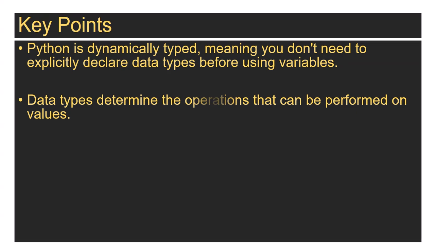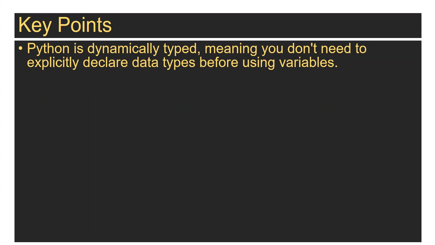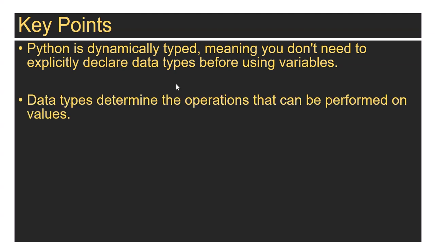What are the key points now? What are the takeaway points from what we have discussed? Python is dynamically typed, meaning that you don't need to explicitly declare data types before using variables. We have discussed this point. Another point to remember is that data types determine the operations that can be performed on the values. You cannot expect to perform an arithmetic operation on a string or text type. Good.